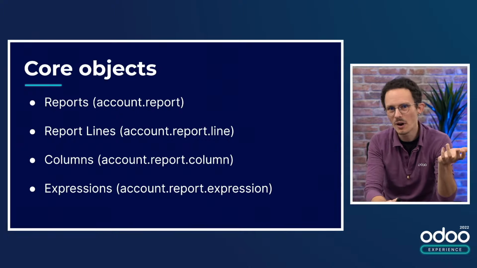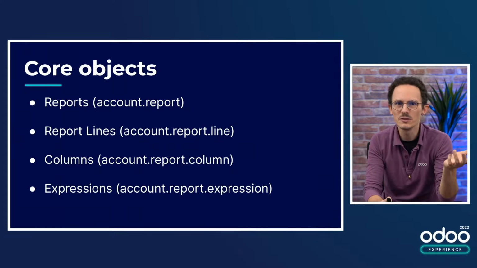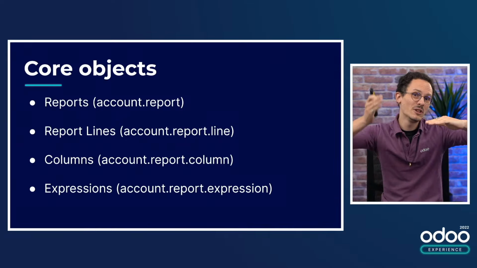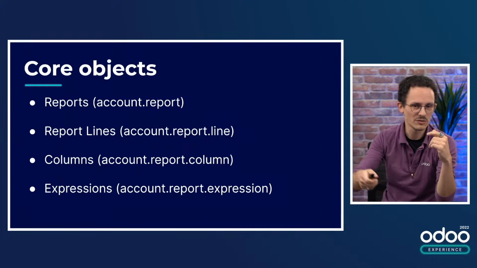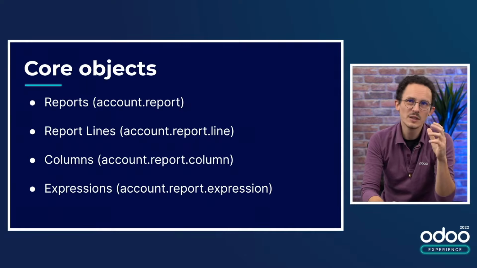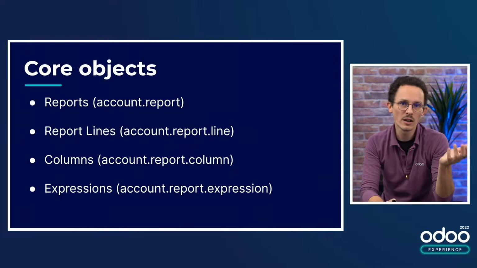Columns, so that's a new object. As I told you, we give the possibility to the user to add columns in their reports, and we can have multi-column reports now. So you can have lines with different formulas in each column thanks to this object. So every time you define a new column object for the report, we'll see an example later. And expressions. So this one is a bit trickier to understand. Basically, an expression is a subvariable, or can be seen as a subvariable used by a report line.